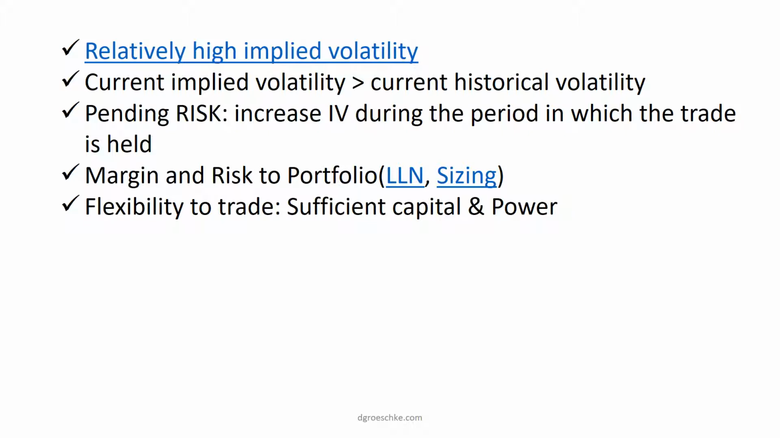Flexibility to trade. Will we still have sufficient capital and power to handle possible losses after this trade? As a net seller, at least 40 to 50% of the portfolio in cash or liquid funds is not a bad sum to be able to adjust trades. This will give you enough allowance in case the general IV and the general market condition in a worst case scenario goes against you.